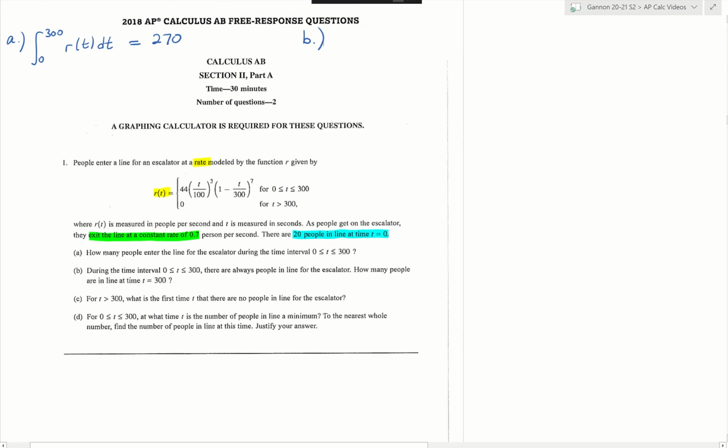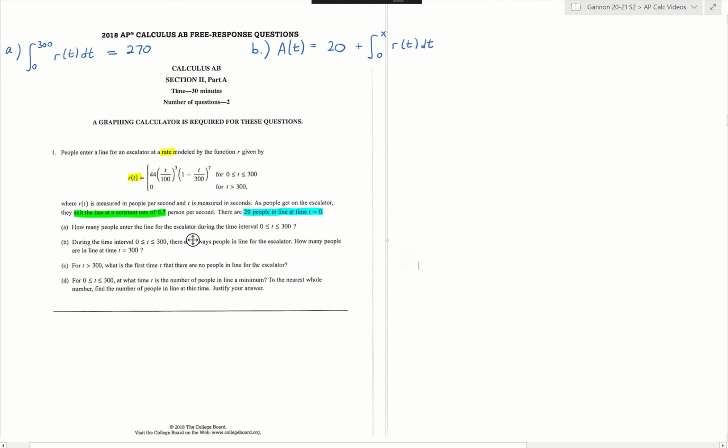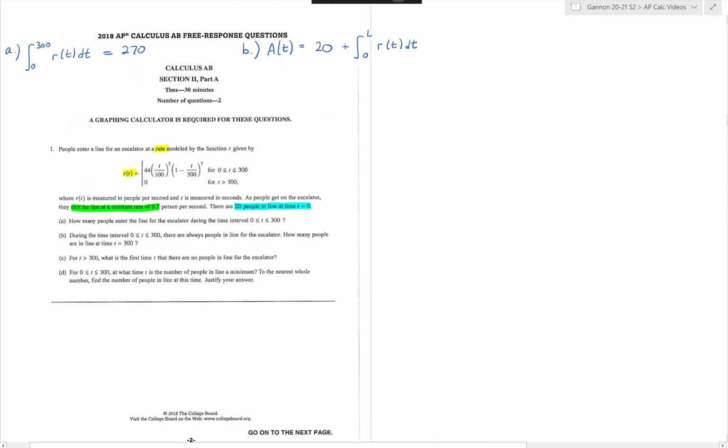Based on that, the number of people in line at any given time can be found by the initial amount of people in line, which is 20, plus the amount of people that get in line, which is the integral from 0 to t of r of t, and then minus the integral from 0 to t of the rate at which people get out of the line, which is the constant function 0.7. That right there could be the expression to model this situation.